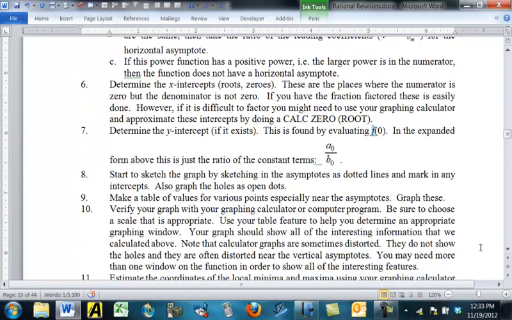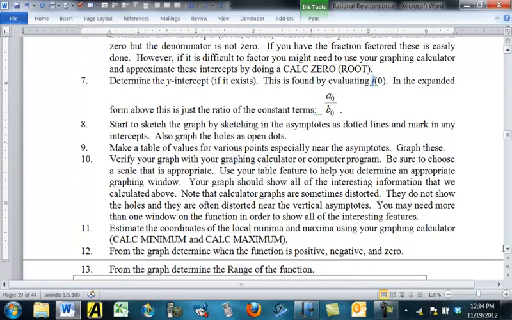Then you can start to sketch the graph by sketching in the asymptotes as dotted lines and marking any intercepts, and graph the holes as open dots, and then start to make a table of points, especially near the asymptotes, and graph these. Then you can verify some of this with your graphing calculator or computer program.